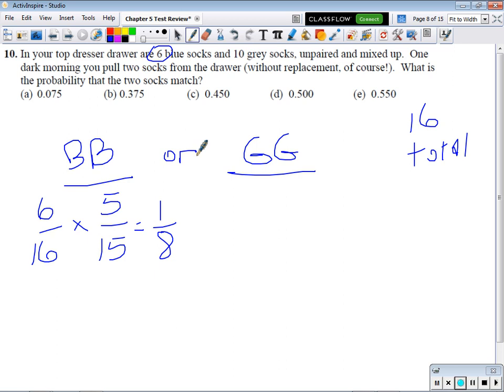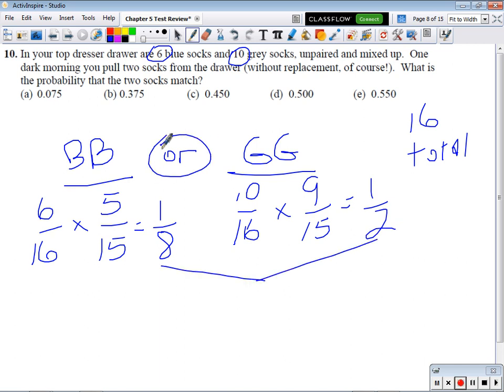Or you could get 2 gray socks. So my probability, if I go back to the beginning, of choosing a gray sock would be 10 out of 16. And then if I reach in again, I'm holding one of the gray socks, so now my probability of getting a second gray sock would be 9 out of 15. Because if there's 10 total gray socks and I'm holding one, there'd be 9 left to choose from, and then 1 less gray sock in the mix, and the probability for that would be 1/2. And if I take those probabilities and add them together, since it's OR, this comes out to be 5/8.